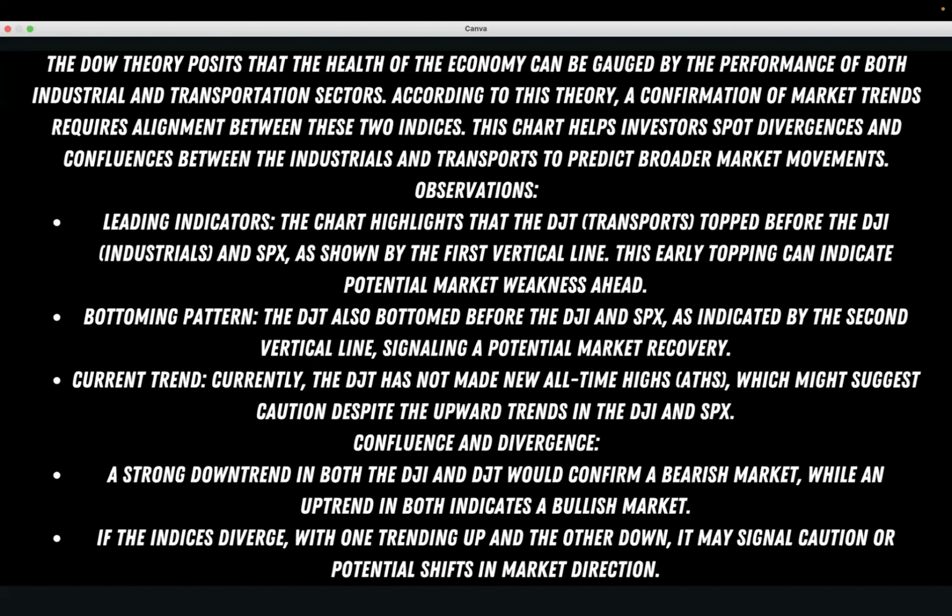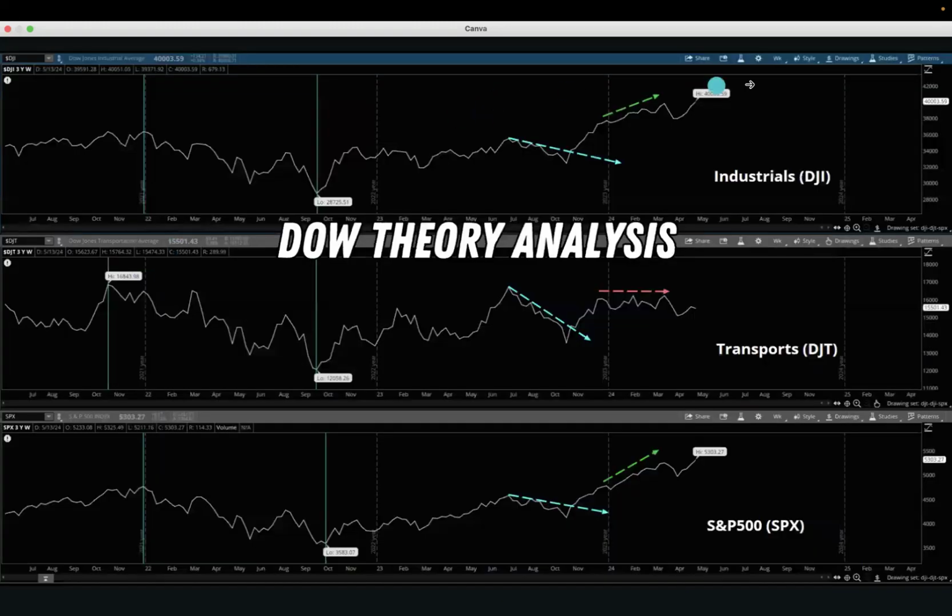Now, in this chart, we see that the transports, DJT, sorry, topped before the DJI, which is industrials, and SPX. And as shown by the first vertical line, this early topping can indicate potential market weakness ahead. Now, the DJT also bottomed before the DJI and SPX, as indicated by the second vertical line, signaling a potential market recovery. So we've got industrials on top, transports on the bottom.